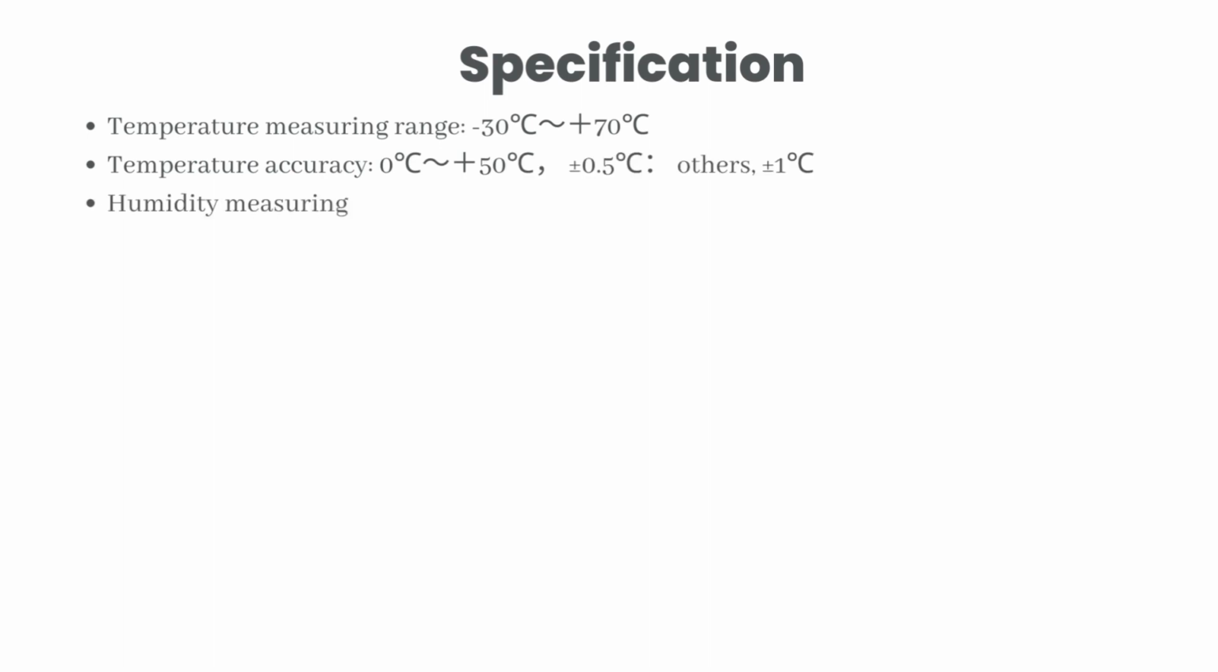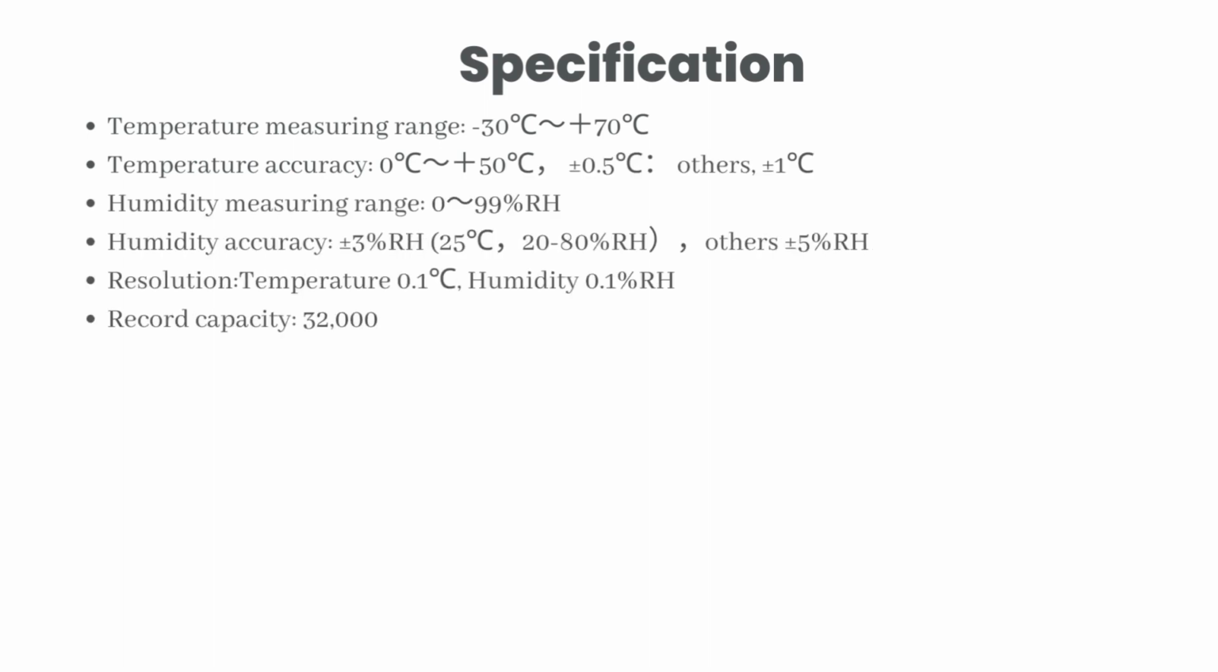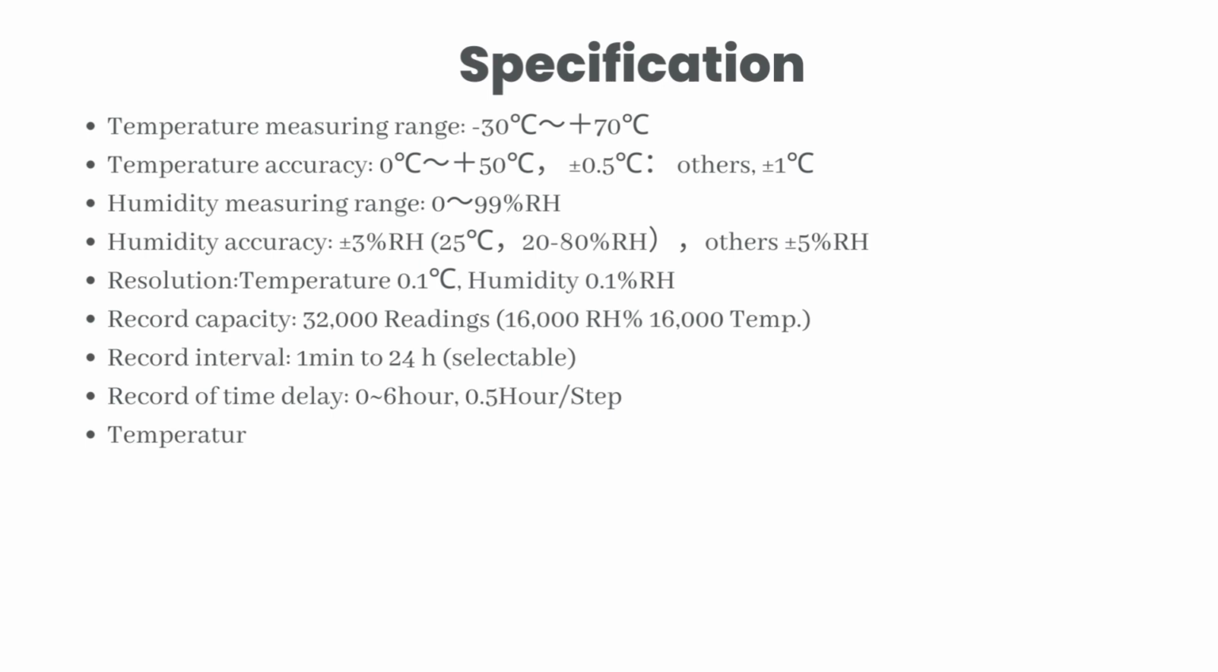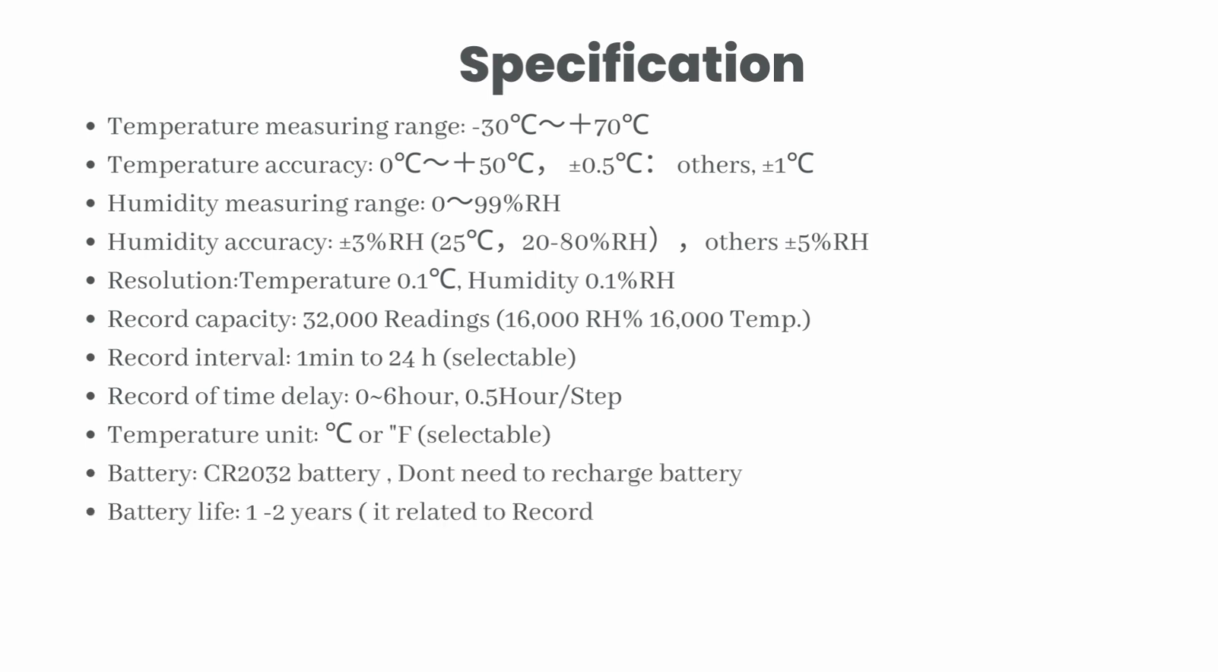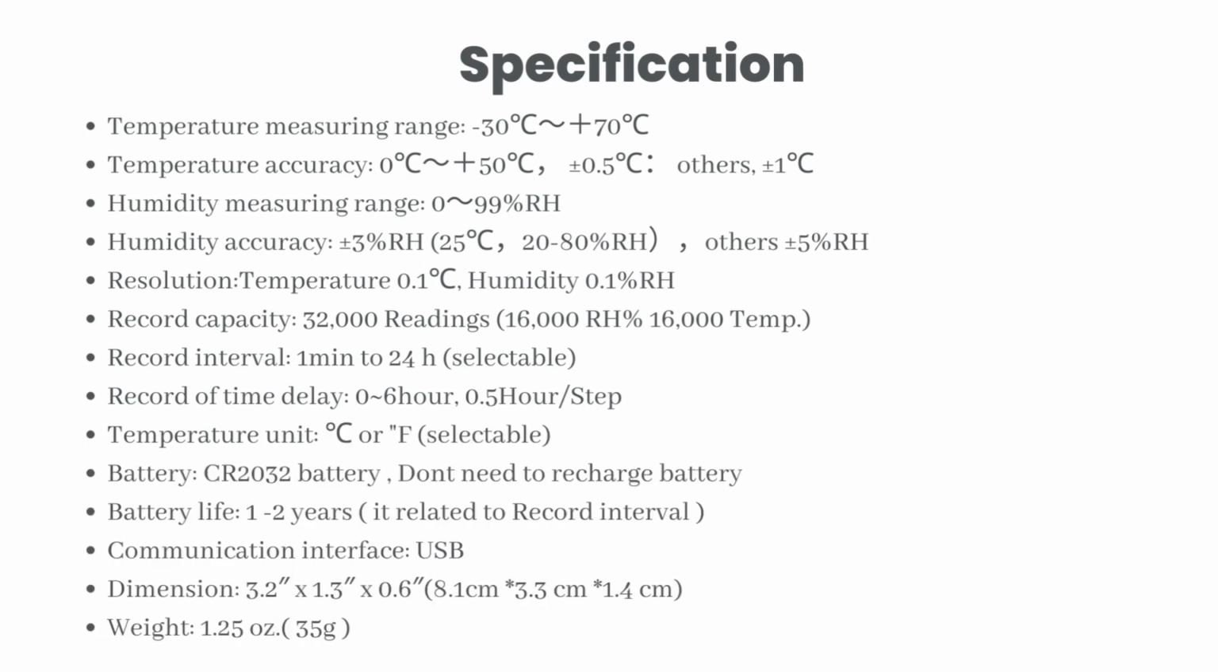Temperature measuring range: minus 30 degrees Celsius to 70 degrees Celsius. Temperature accuracy: 0 degrees Celsius to 50 degrees Celsius, plus or minus 0.5 degrees Celsius; others plus or minus 1 degree Celsius. Humidity measuring range: 0 to 99% RH. Humidity accuracy: plus or minus 3% RH at 25 degrees Celsius, 20 to 80% RH; others plus or minus 5% RH.